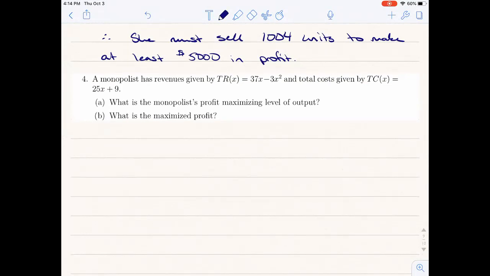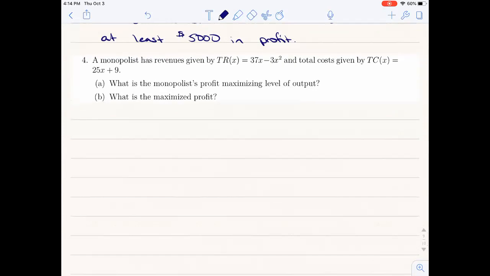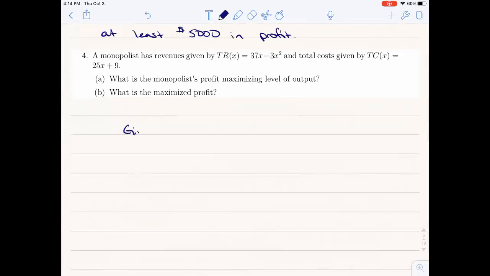Same idea, right? We've got a monopoly, where we've got the total revenue and the total cost. If we know the total revenue and the total cost, we can build a profit function and we can maximize that profit function, right? So let's see here. We're given, I'll just write them out here, that the total revenue is 37x minus 3x squared, and the total cost is 25x plus 9.